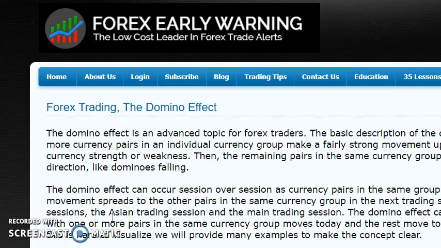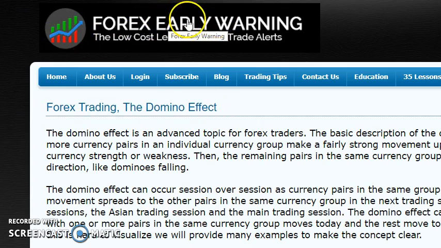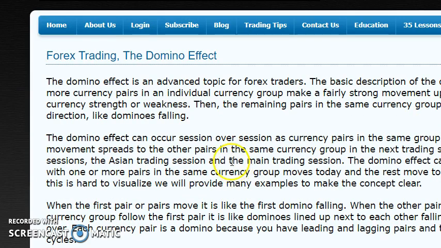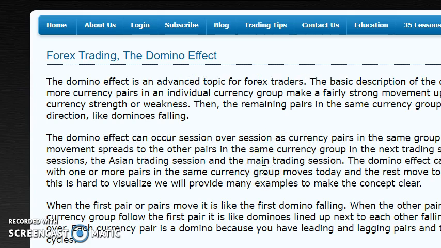Okay, in this lesson we're going to talk about the domino effect, and this is for Forex traders who follow a lot of different pairs and currencies in the market, like we do with our trading system at forexearlywarning.com. The domino effect is our most advanced topic. The thing you have to remember is this: it's a little bit hard to explain.